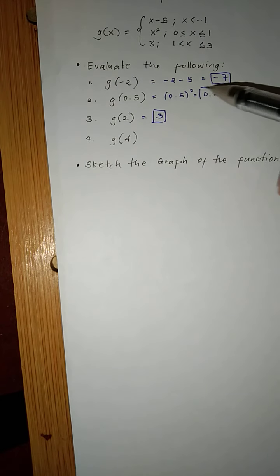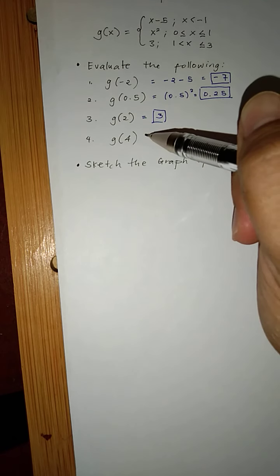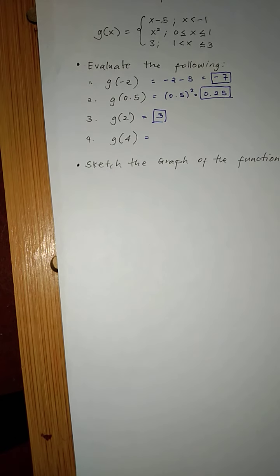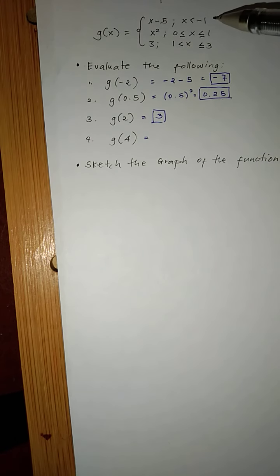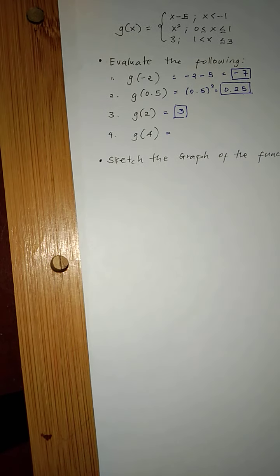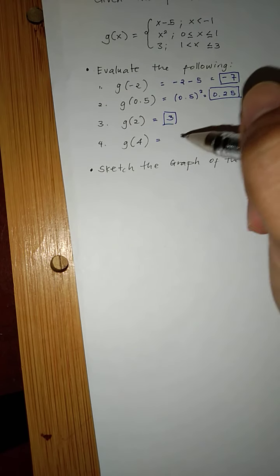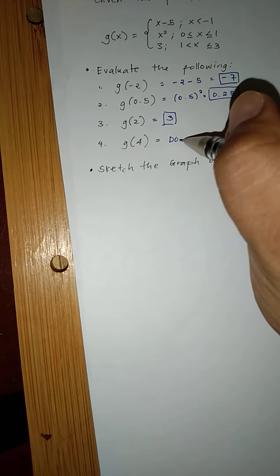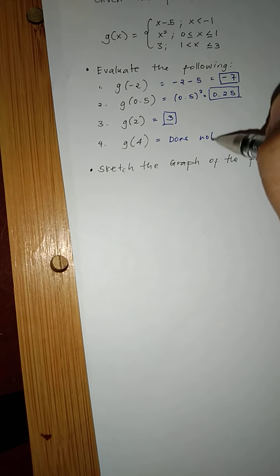Okay, let's box our final answers. Now, lastly is 4. Now notice that 4 is not located on any of these intervals. So therefore, at x equals 4, the function has no value. So we simply write does not exist.